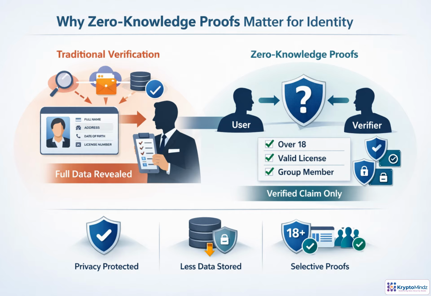Traditional identity checks often reveal more than necessary. To prove eligibility, you might hand over a full credential with your name, address, birth date, license number, and other details. Zero-knowledge proofs change that pattern. The verifier gets confidence in a specific claim, such as over 18 or valid license, without receiving the underlying data. That protects users, reduces stored sensitive information, and lowers compliance risk for organizations.